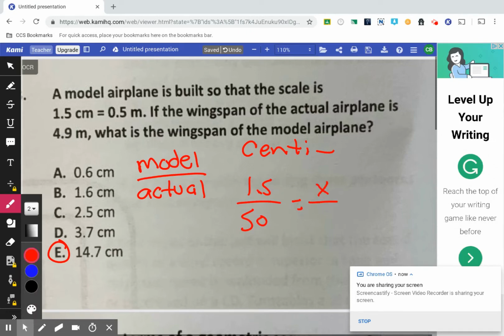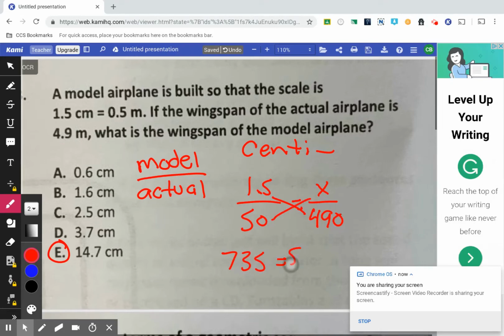Over here we're still looking for the top right. 4.9 meters, right? Well, 4 times 100 is 400. 0.9 times 100 is 90, so 490. Now I've got everything in the same units of measurement. And I want you to see how it still works out the same way. If I cross multiply 1.5 times 490, I get 735. And that way it gives me 50.